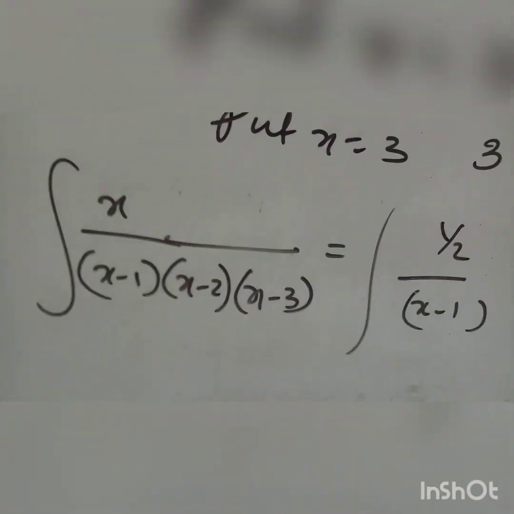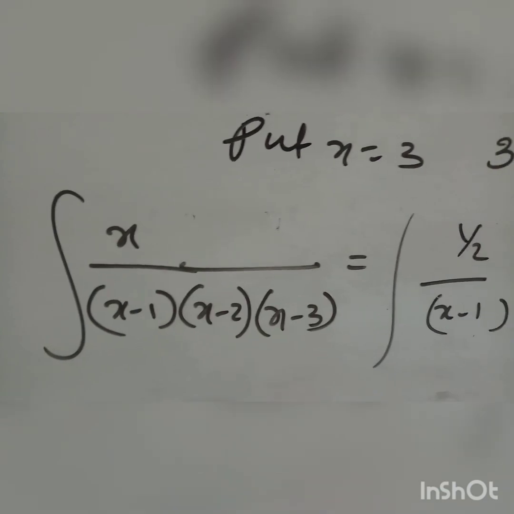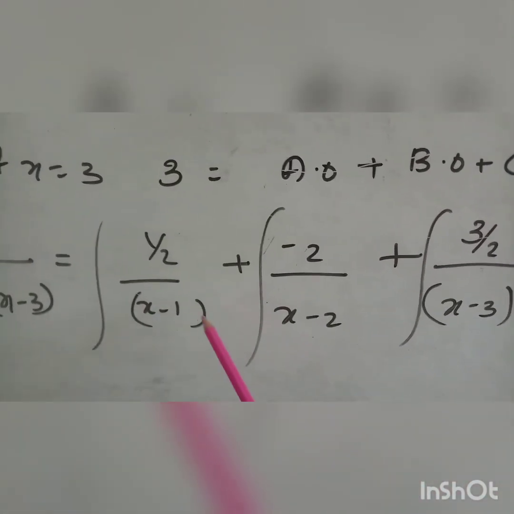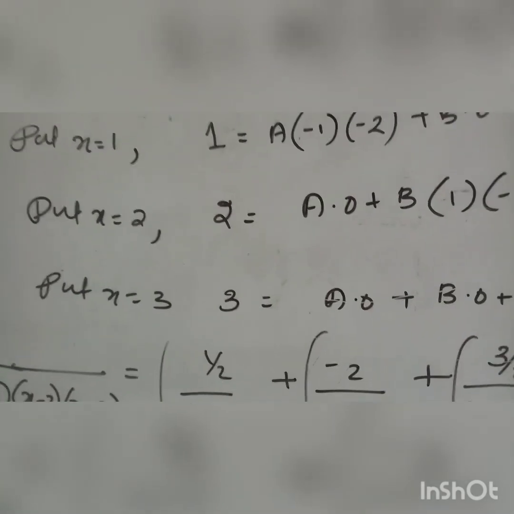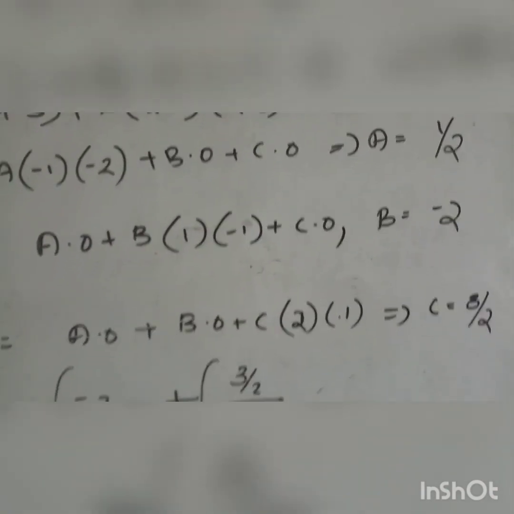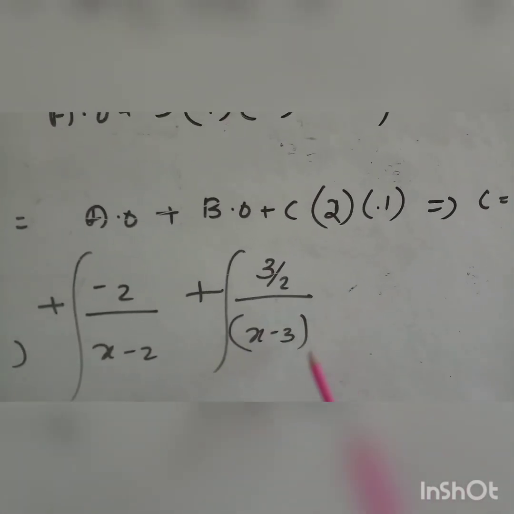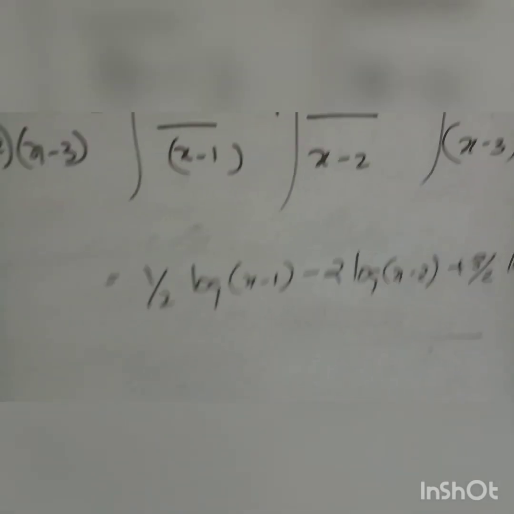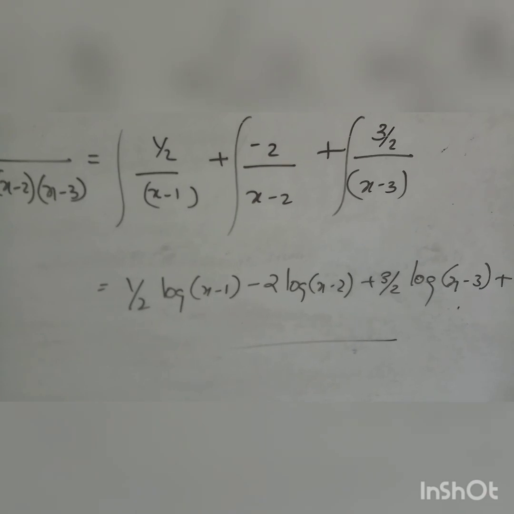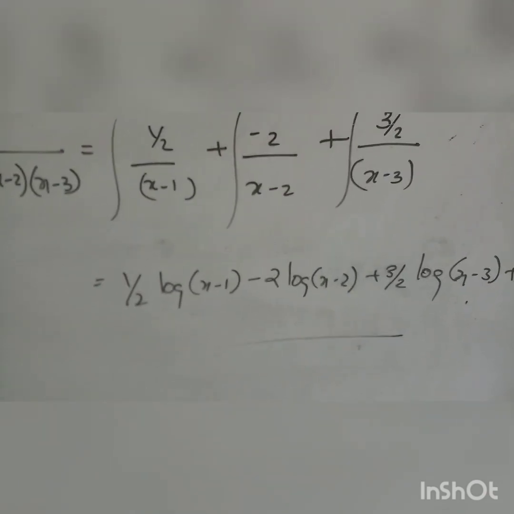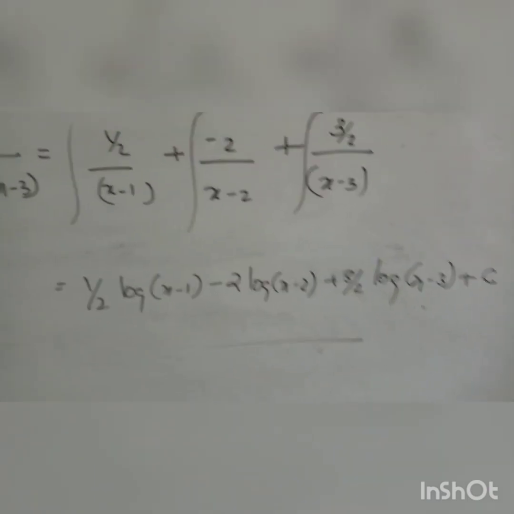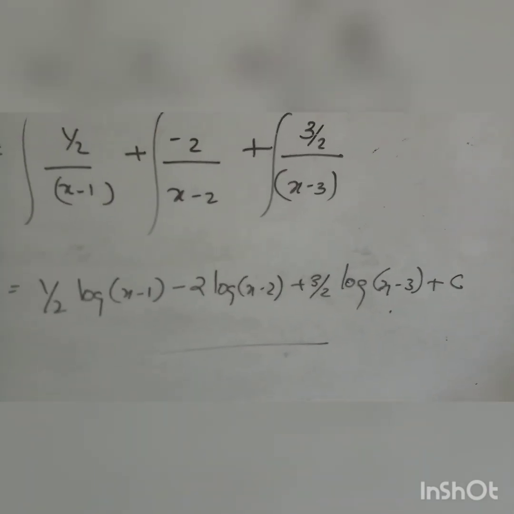So to integrate this x divided by (x minus 1)(x minus 2)(x minus 3), you simply integrate their corresponding factors: a is 1 by 2 by x minus 1, b is minus 2 by x minus 2, and c is 3 by 2 by x minus 3. The right hand side is of the form integral dx by x, that is log. 1 by linear is always log. So half log x minus 1 minus 2 log x minus 2 plus 3 by 2 log x minus 3 plus c.